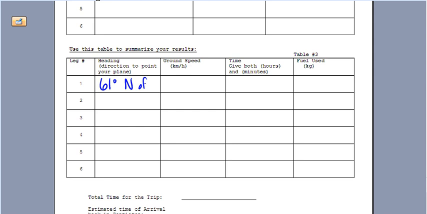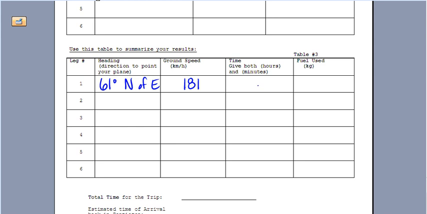61 degrees north of east, 181 kilometers per hour. Do make sure you get the north of east in there, because if you just put 61, there's actually 8 of those on a compass. There's 61 north of east, 61 east of north, 61 south of west, 61 west of south, and so on and so on. There's 2 per quadrant on your compass rose.